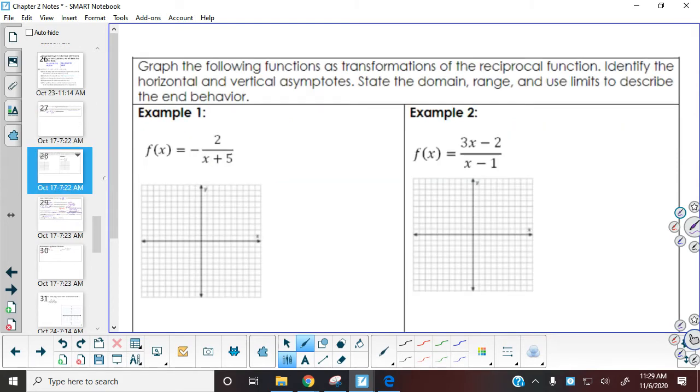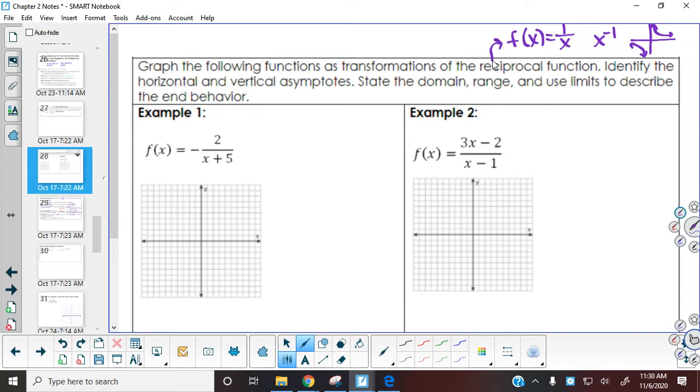So when we look at these two examples, the question asks us to graph the following functions as transformations of the reciprocal function. So let's pause. What is a reciprocal function? You recall the reciprocal function is just 1 over x. If we think back to a couple weeks ago, this is equivalent to x to the negative 1. So you have an odd exponent that is negative. That tells you that your original equation is going to be graphed in the first and third quadrants. Okay, and we're going to look at how things are transformed from that.